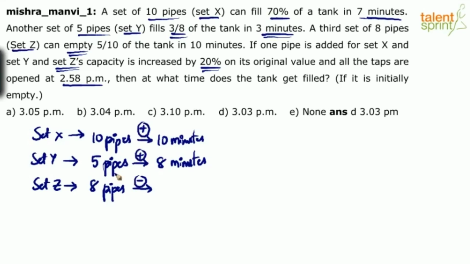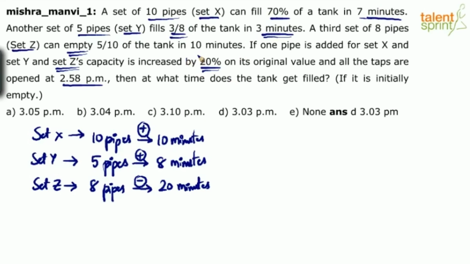Alright, X and Y are doing positive work. Z is doing a negative work. It is emptying the tank. It can empty 5 by 10 of the tank in 10 minutes. What do you mean by 5 by 10? 5 by 10 is half. Half of the work can be done in 10 minutes. So full work will be done in 20 minutes. So this will be taking 20 minutes. Of course, you can cut down these steps further. I am only writing these statements here so that you can follow it clearly. You need not put pen on paper for this also, right? You can directly write 10 minutes here, 8 minutes here, and 20 minutes here, right?